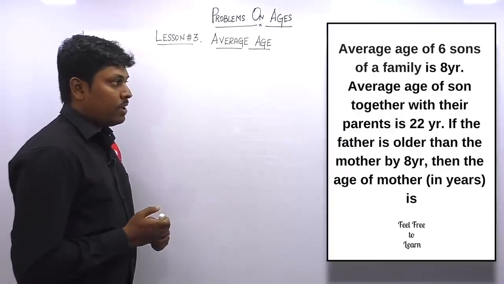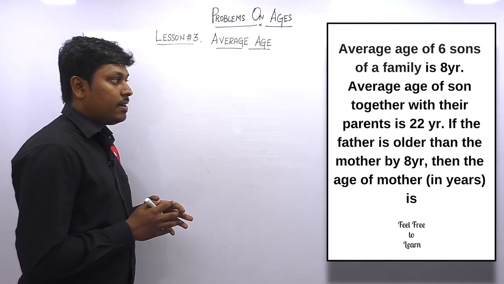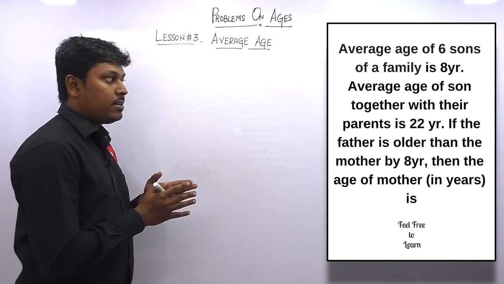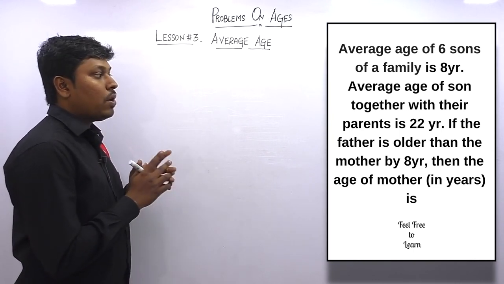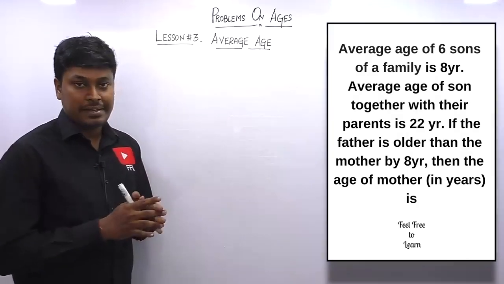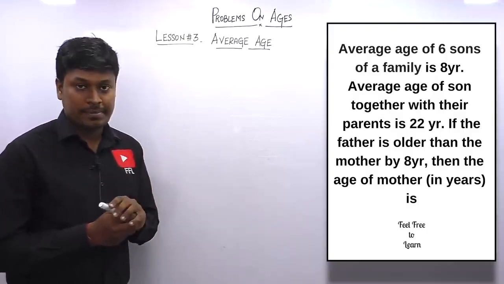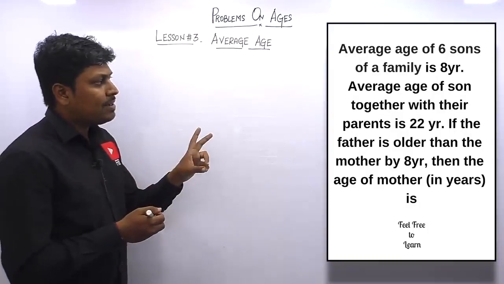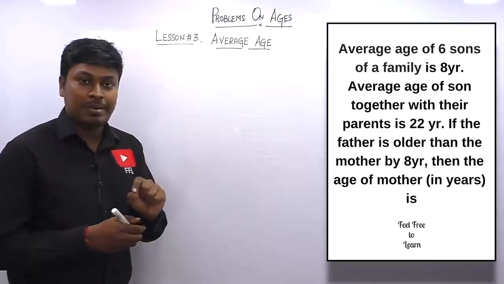Question number 4. The average age of 6 sons of a family is 8 years. The average age of the sons together with their parents is 22 years. If the father is older than the mother by 8 years, then the age of the mother in years is? So according to this question, our target is to find the age of the mother. And remember that in this question, they are not talking about the past, future, etc. They are completely talking about the present.